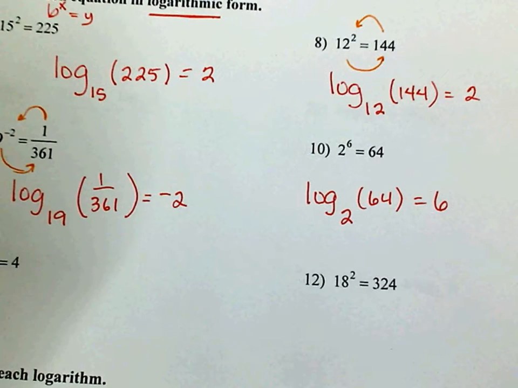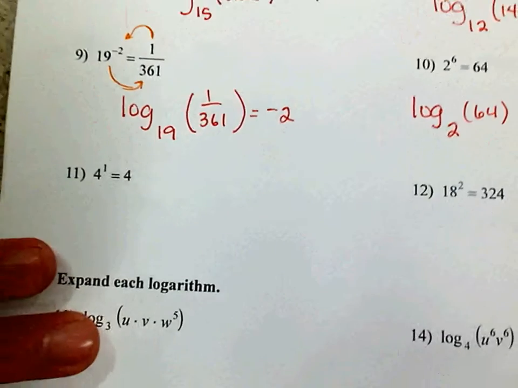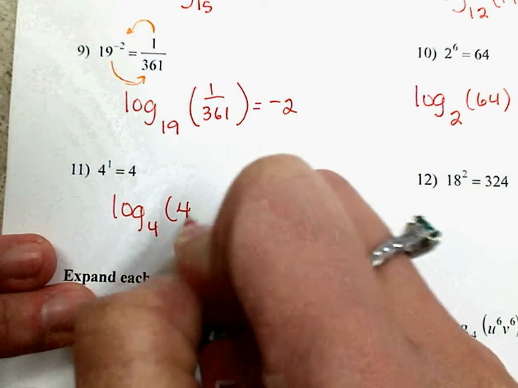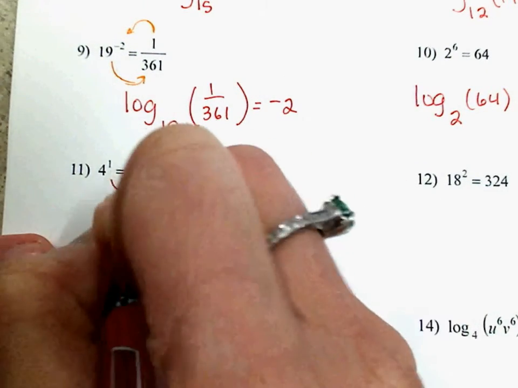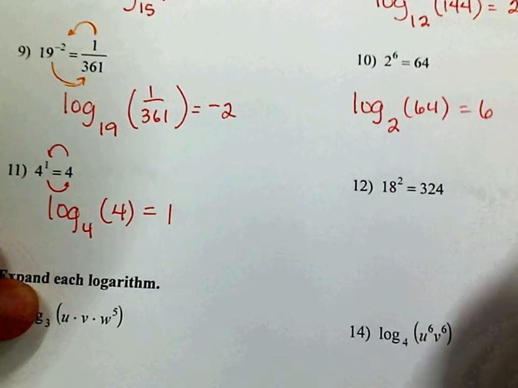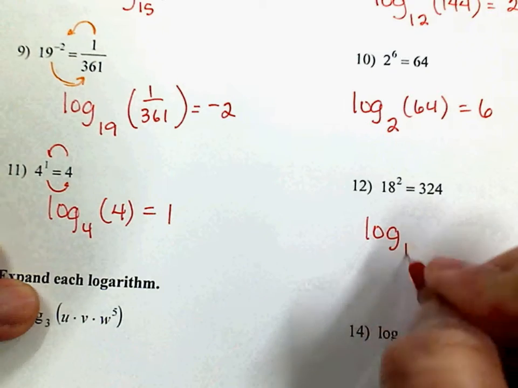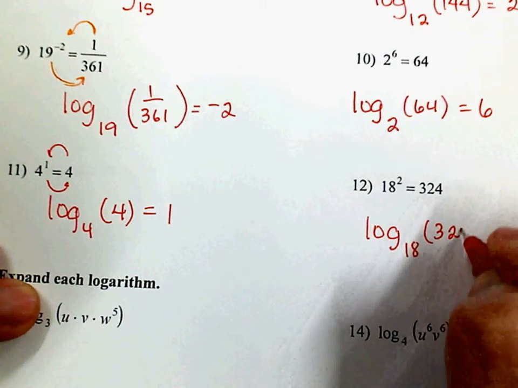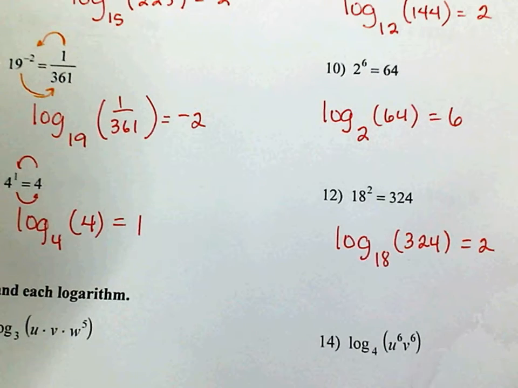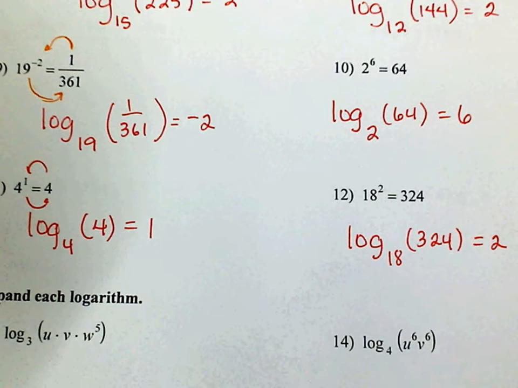Okay. Number 11. Log base 4 of 4 is equal to 1. See the rotation? Number 12. Log base 18 of 324 is equal to 2. Notice that there's a pattern. All of this is based on pattern. That's pretty much math. Okay.